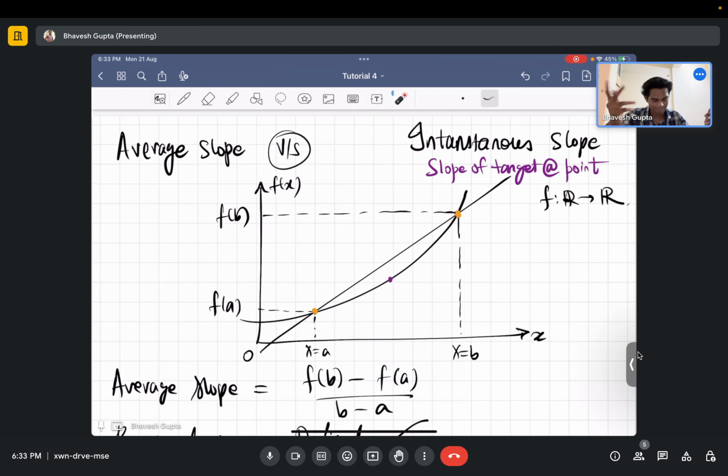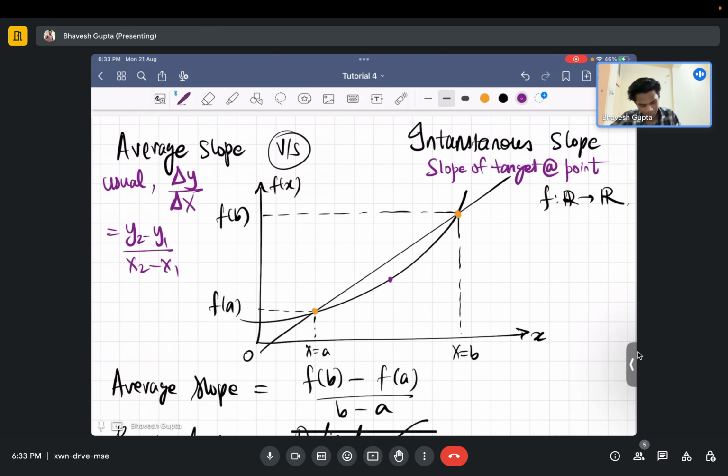This notation basically means at that point, or at the rating. That is also true. And this basically just tells you your usual delta y over delta x, your usual y2 minus y1 upon x2 minus x1. So this basically tells you the slope of the chord passing through both points.